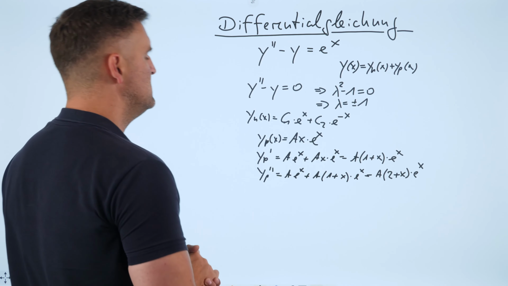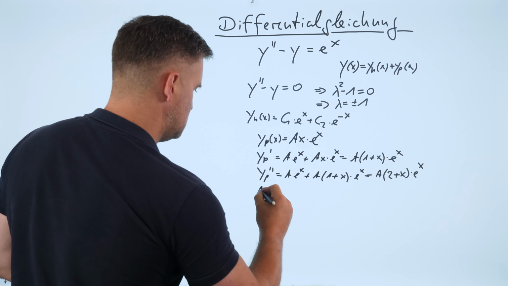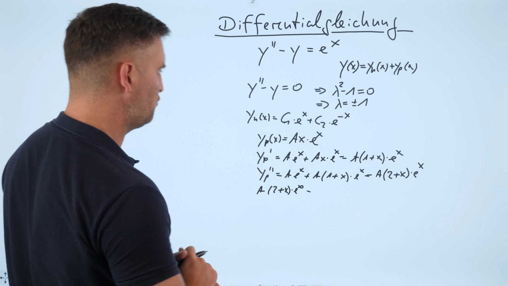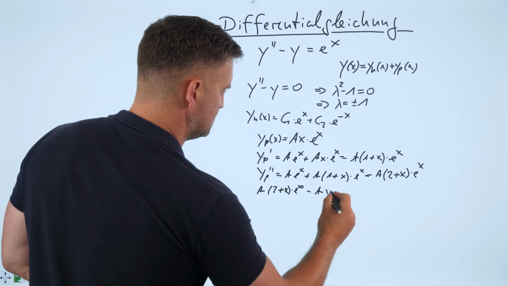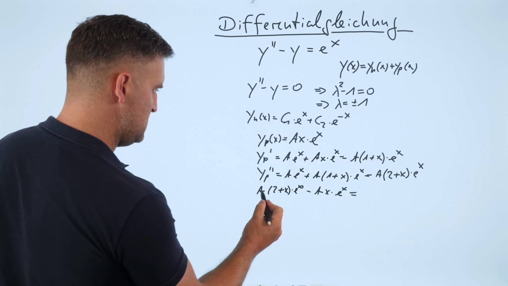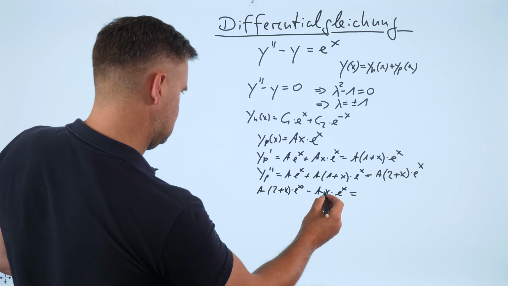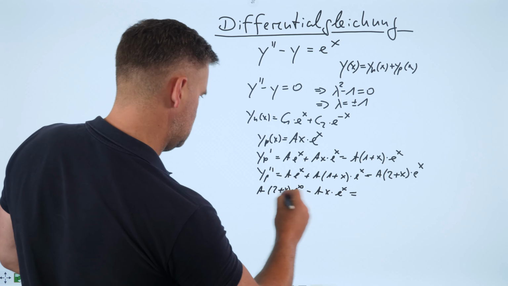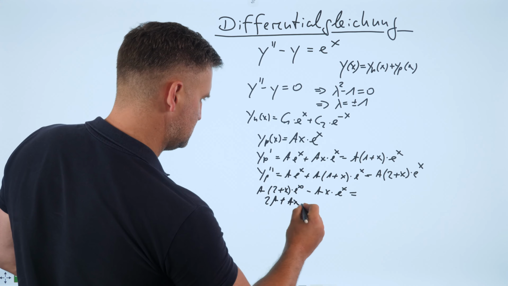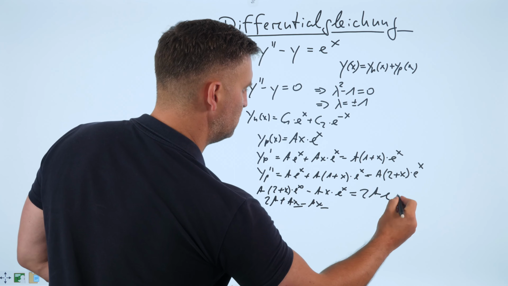Now we substitute into the differential equation, and then we have a times 2 plus x times e to the power of x minus a times x times e to the power of x. That leads us to 2a minus a is a, ax there. Let's factor that out. Here we have 2a plus ax minus ax. That cancels out, so we're left with 2a e to the power of x.